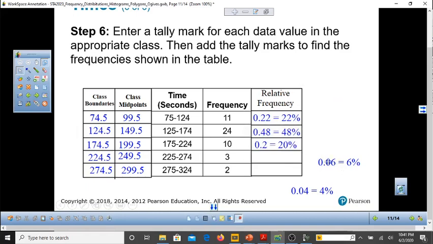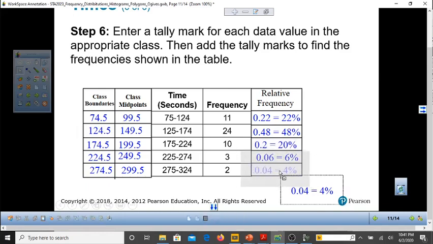And we can check that out right now. Let's just do the percents. So when you add 22 plus 48, that's 70, plus 20 is 90, plus 6, 96, plus 4, 100. And here you have your relative frequency distribution. So we have a frequency distribution with added details about class midpoints and class boundaries, which will be useful for a later purpose. And then we added on information to that for the relative frequency.